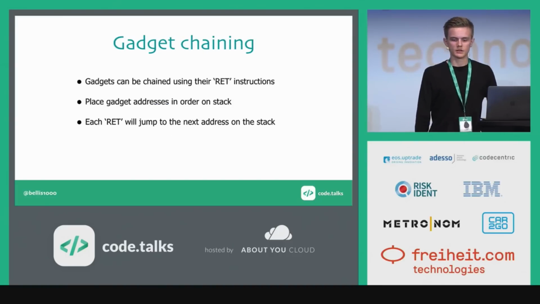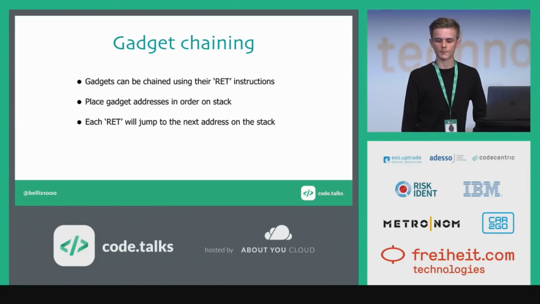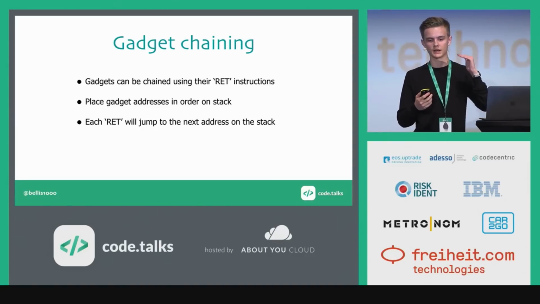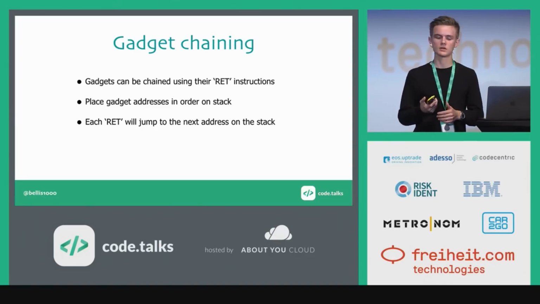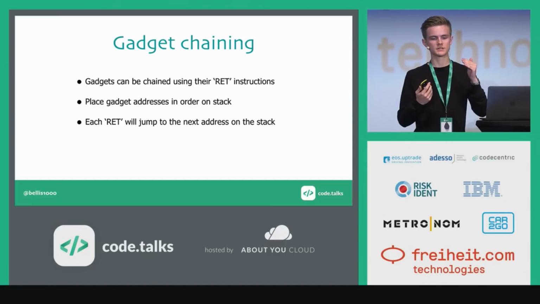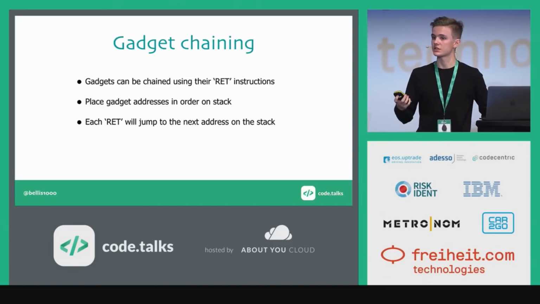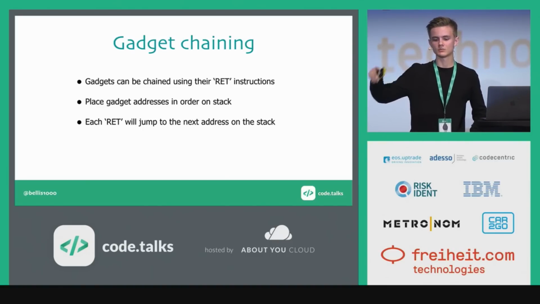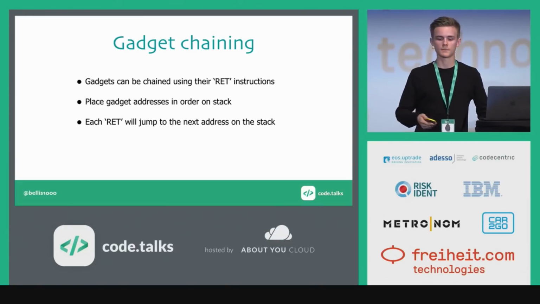So this gadget chaining, as I said, works with the return instructions. And the way you actually get the chain executing in chronological order is by storing the addresses of all the gadgets you want on the stack in chronological order. And every time a return instruction is executed at the end of a gadget, it's going to automatically go to the next address on the stack, because that's how return instructions work. And it's going to be continuously jumping through your payload.